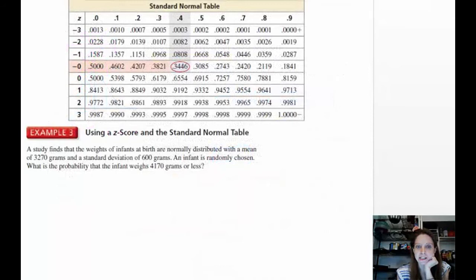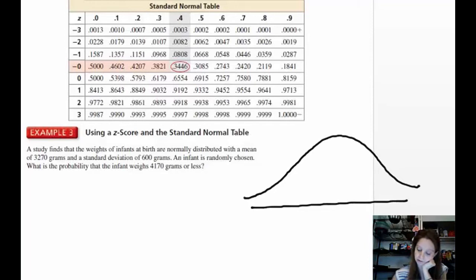Example 3. Using a z-score in the standard normal table. A study finds that the weight of infants at birth are normally distributed with a mean of 3,270 grams and a standard deviation of 600 grams. An infant is randomly chosen. What is the probability that the infant weighs 4,170 grams or less? I'm going to start by approaching this problem as we did in the previous lessons. I'm going to sketch the normal distribution curve of this problem.